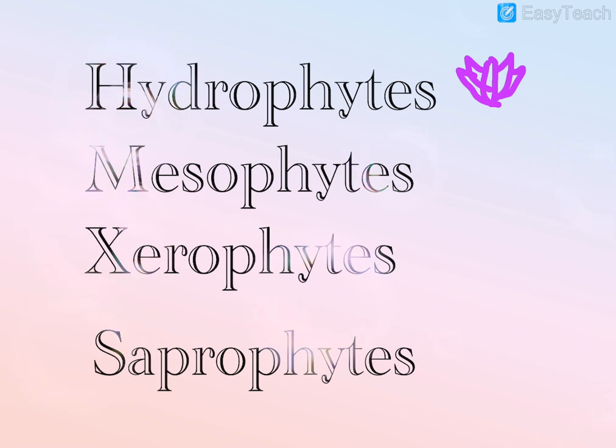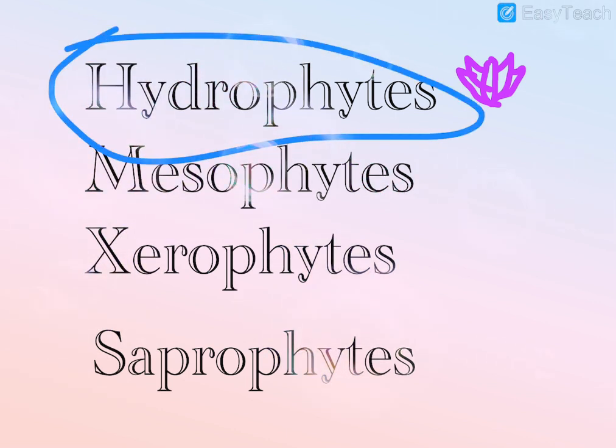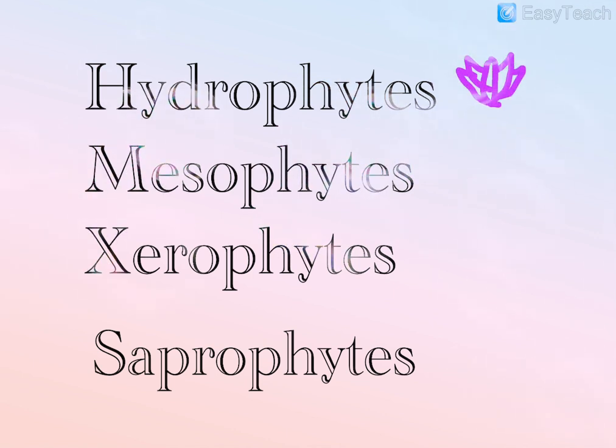First let's learn about hydrophytes. Hydrophytes are the plants which live in the water. They are aquatic plants, for example, lotus and water lily. Mesophytes are the plants that are adapted to live with an optimum amount of water. They grow in habitats which are neither too dry nor too wet. For example, spinach, wheat, and radish.